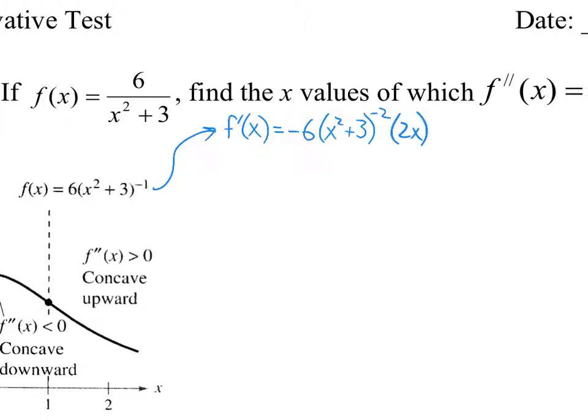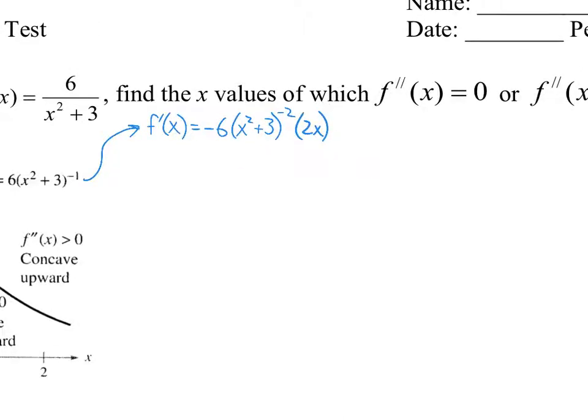Okay? So I simplify this a little bit here. I get negative 12x times x squared plus 3 to the negative 2. Here, you kind of have a choice. Do I want to go ahead and write it as a quotient and use the quotient rule, or am I going to use the product rule? Okay, I'm going to go ahead and use the product rule.